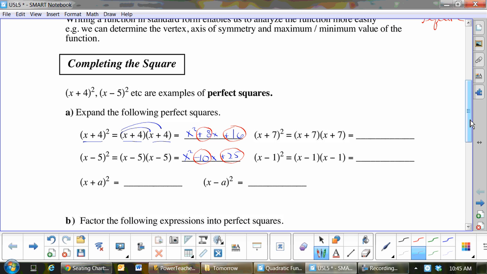Right. Okay, that's awesome. If you take that middle number and divide by 2, then square it, you get that last number. Now that is huge, because that relationship is what we're going to be talking about today. Okay? And now look at the next one, let's do x plus 7 squared. That would be x squared plus 7x plus 7x is 14x plus 49.